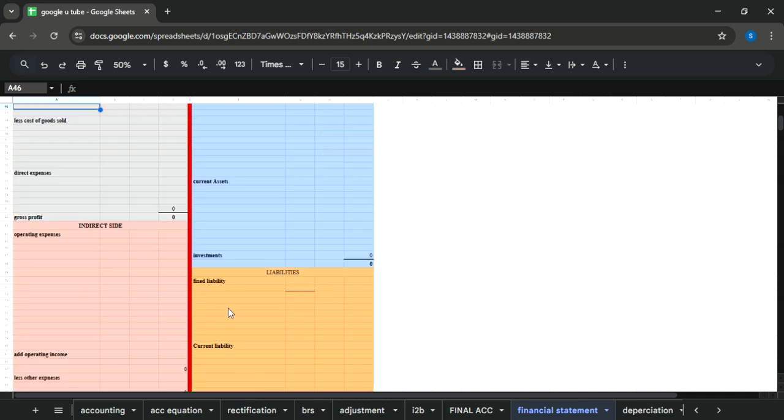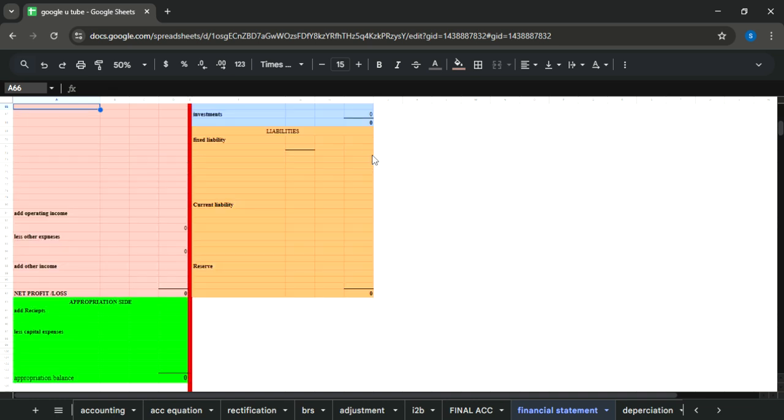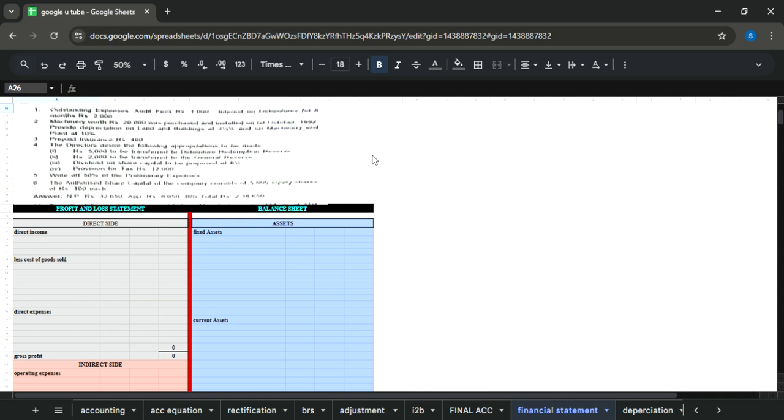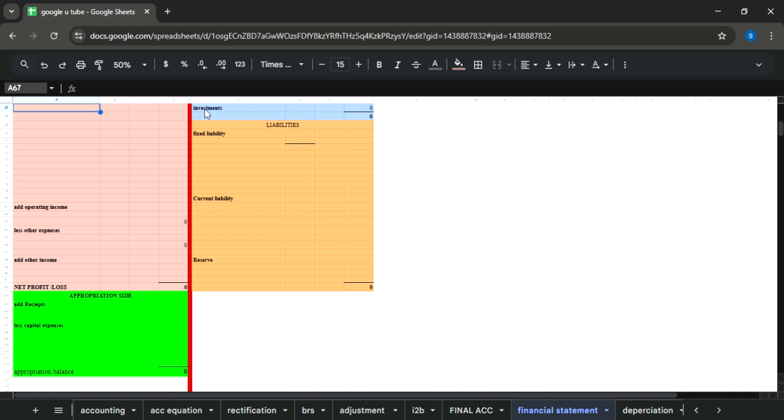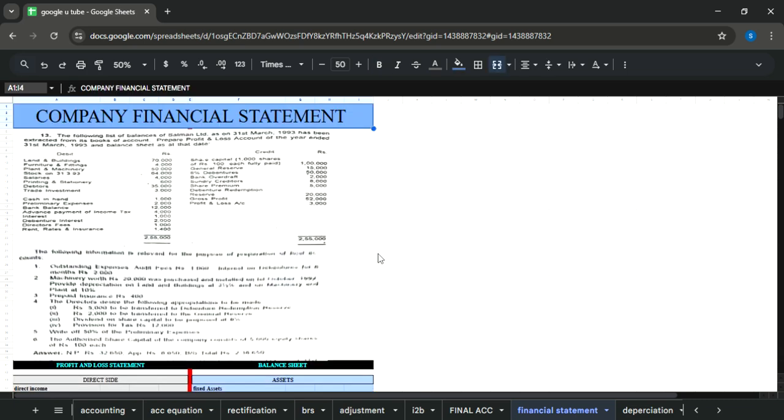And in the liability side, we have fixed and current liabilities. When we add in reserve, we will get the total of the liability side as well as the total of the balance sheet. Then on the asset side, we have fixed and current assets. Beside this, we have investments. When you add the three parts, fixed and current assets plus investment, we will get the total of the asset side or total of the balance sheet. Guys, in this way, you can see what our target is, and you are now mentally prepared for what we are going to do today.